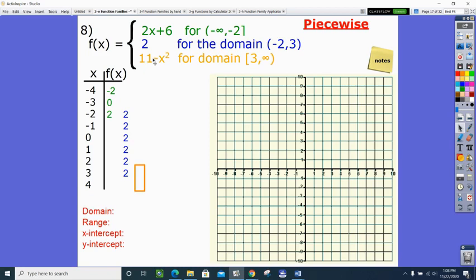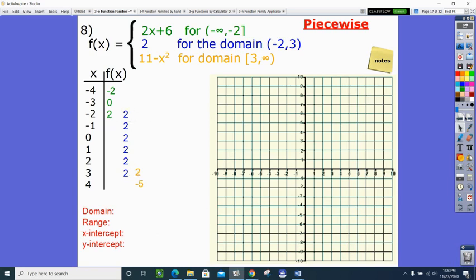So take 11 minus 3 squared. 3 squared is 9, and 11 minus 9 is 2. And if I put the 4 in, it would be 16, and 11 minus 16 is -5. And basically, I start coming over and I start plotting my points. But remember that we're going to have an open circle. But notice they join up.